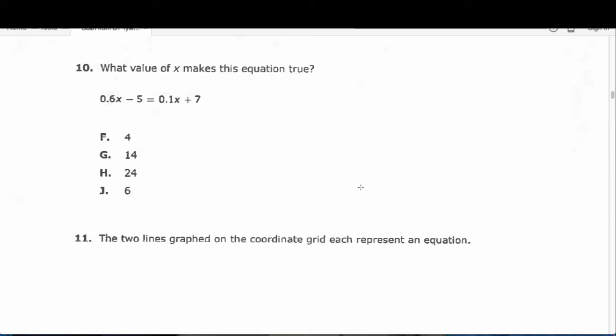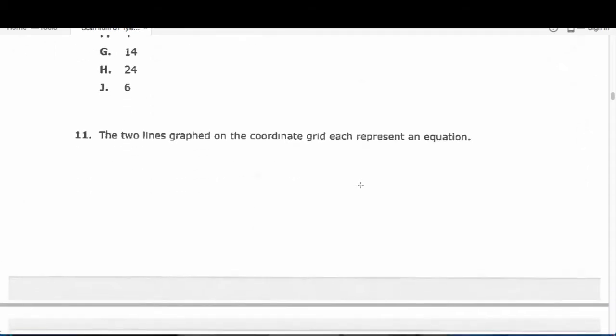Question 10. What value of x makes this equation true? 0.6x minus 5 equals 0.1x plus 7. F. 4. G. 14. H. 24. J. 6. Question 11. The two lines graphed on the coordinate grid each represent an equation.